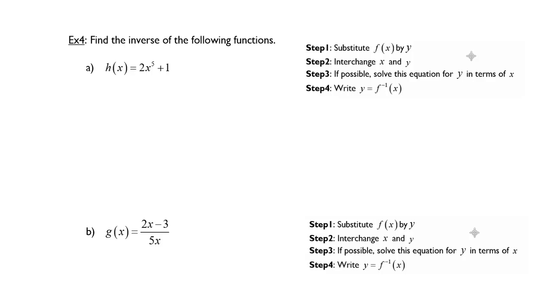We'll start with step 1, which says substitute f of x by y. In this case, our f of x is this h of x. And so y will equal 2x to the fifth plus 1. From there, it says interchange x and y. So now we have x equals 2y to the fifth plus 1.